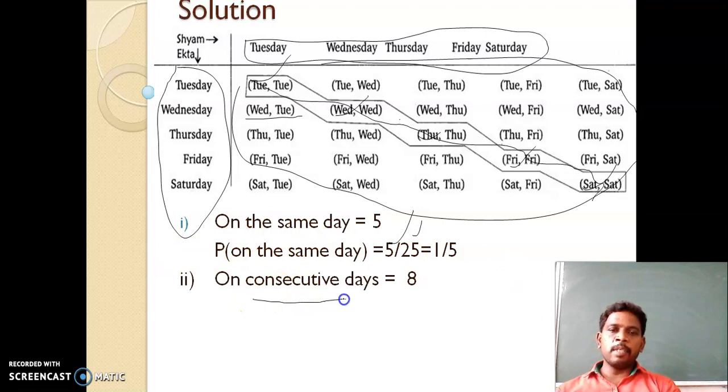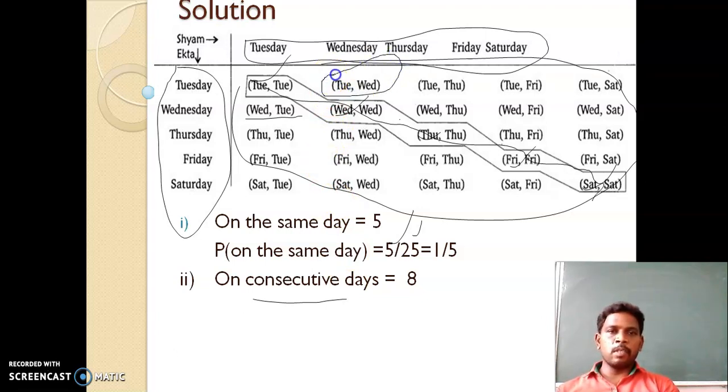So how many consecutive days are there? Consecutive means continuous days. Tuesday, Wednesday, they are consecutive. And Wednesday, Thursday, consecutive. Thursday, Friday, consecutive. And Friday, Saturday, also consecutive. In the reverse case also we can take, that is Saturday, Friday, Thursday. The order is not mentioned here, so you can take it.